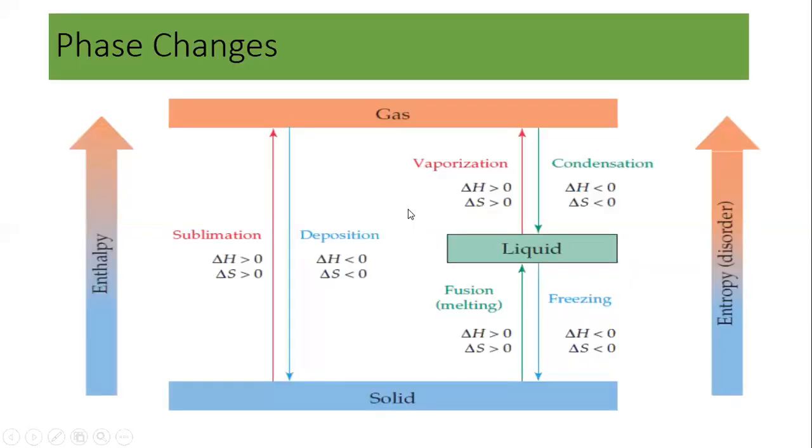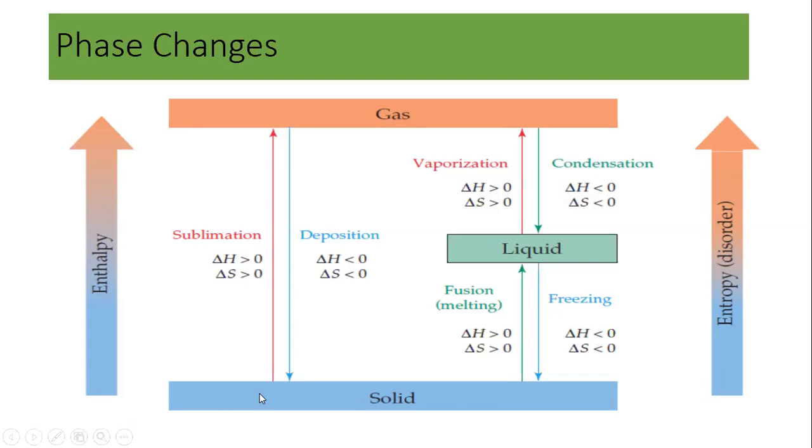So let's first look at what happens when there is a phase change from solid to gas or from solid to liquid. One possibility is the sublimation process, when solid is directly converted into gas. And these are very important parameters. The change in enthalpy must be greater than zero, that means it has a positive value. And when the value of delta H is positive, it is called an endothermic reaction. So the sublimation process is an endothermic reaction.